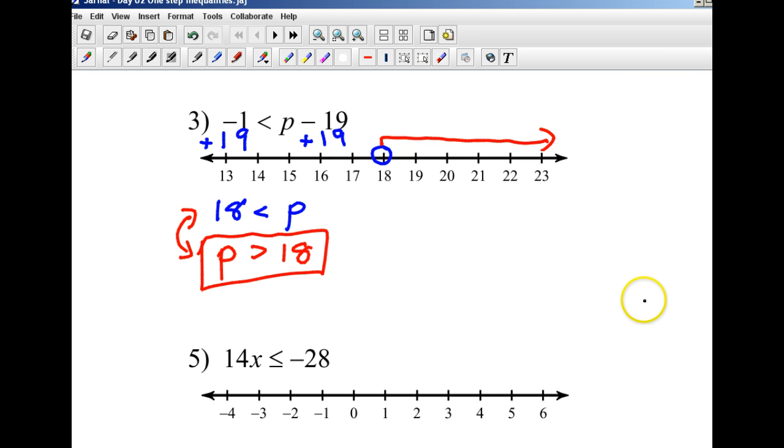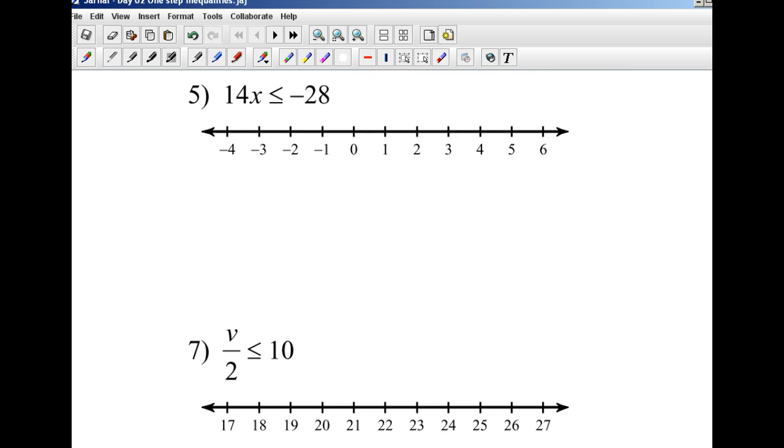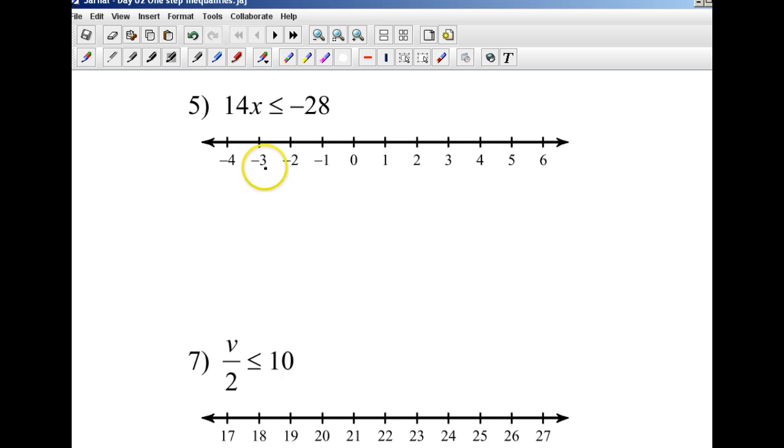All right. Let's see here. Now we can also do multiplying, dividing. This is 14 times, right? 14x means 14 times. So we can divide both sides. Divide both sides. Let's reduce negative 28 over 14. What do we get? Negative 2.